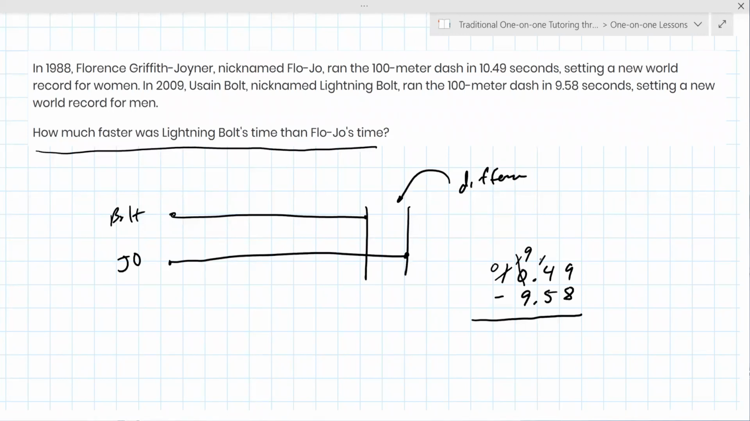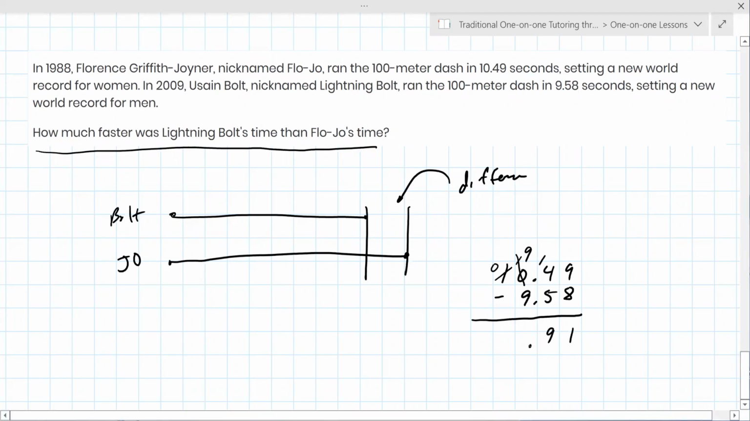So is it 0.91? Yeah, exactly. But we don't have to put the zeros, right? We can, if you want. I mean, it's totally up to you if you think that it makes it clearer. But the point they're trying to make is that it's almost 1 second faster for the 100 meters. Okay.